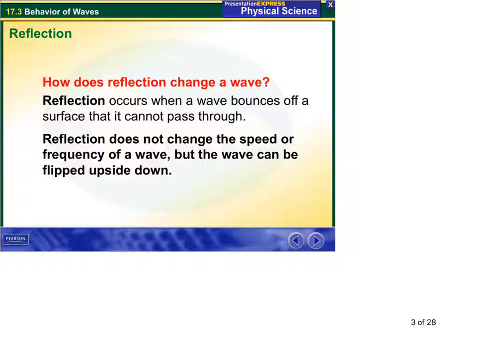Reflection, one of our types of wave behavior. Reflection is when a wave bounces off a surface it cannot pass through. So remember, reflection just means bouncing back. Reflection will not change the speed or frequency of a wave, but it might cause it to flip upside down. You can observe this if you look in a spoon as a mirror; you may see your reflection upside down.